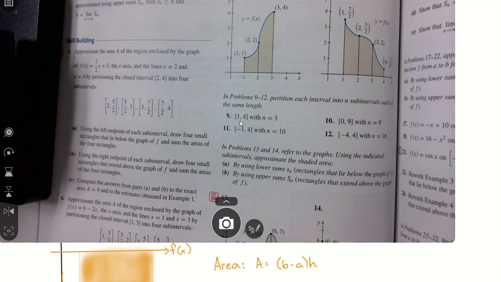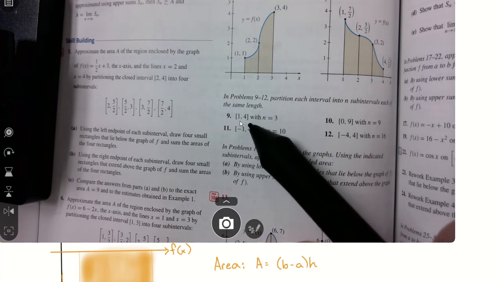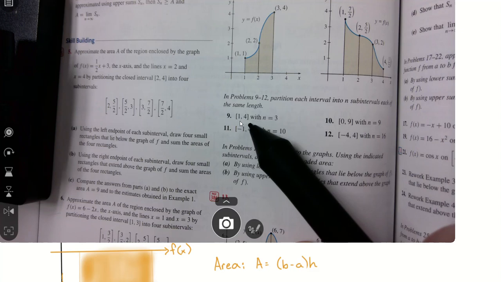I don't think it was A plus B. I don't think it was A minus B either. B minus A, and then we divide it by n, the number of intervals that we want. So on this one, if you did B minus A over n, you got 1.